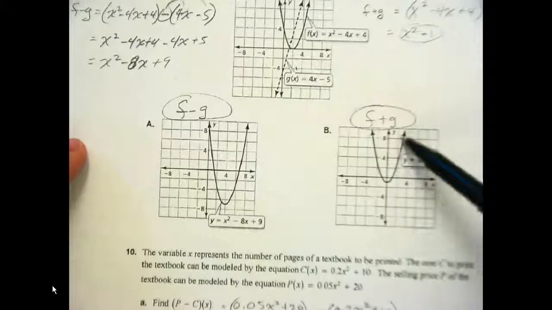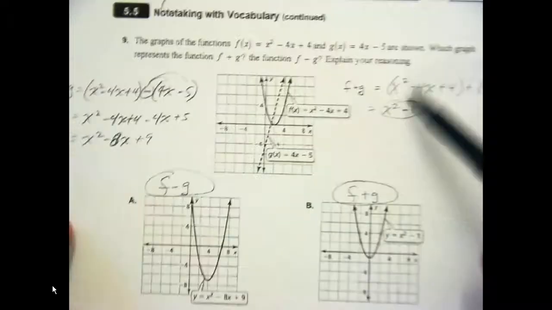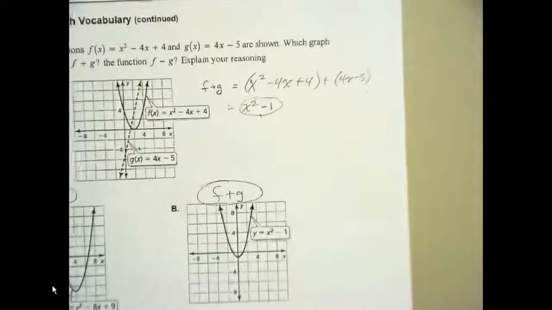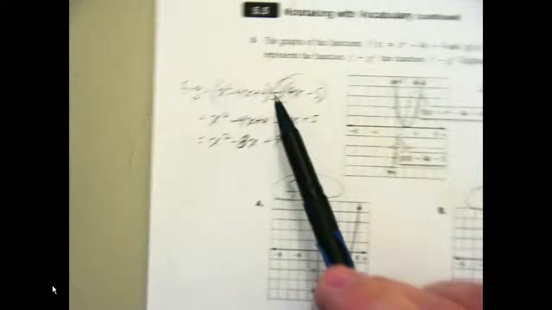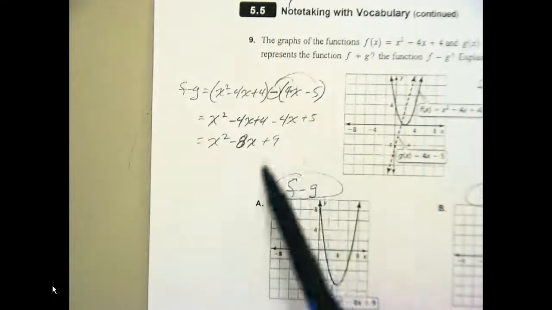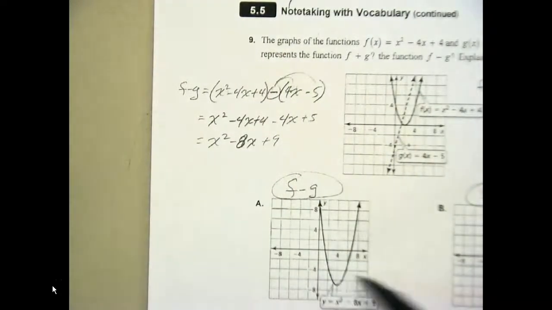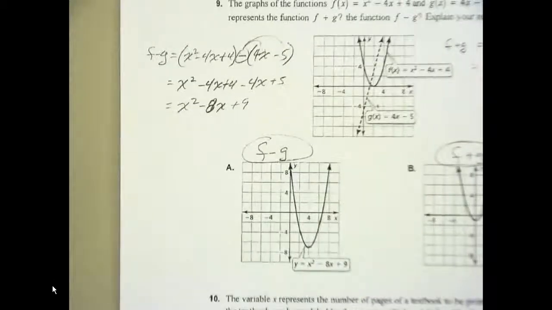You have x squared minus 1 for f plus g. Move that over so we can see it. And then the f minus g, remember to distribute that negative. You have your x squared minus 8x plus 9. Okay. Any questions on it? Okay, next one, number 10.